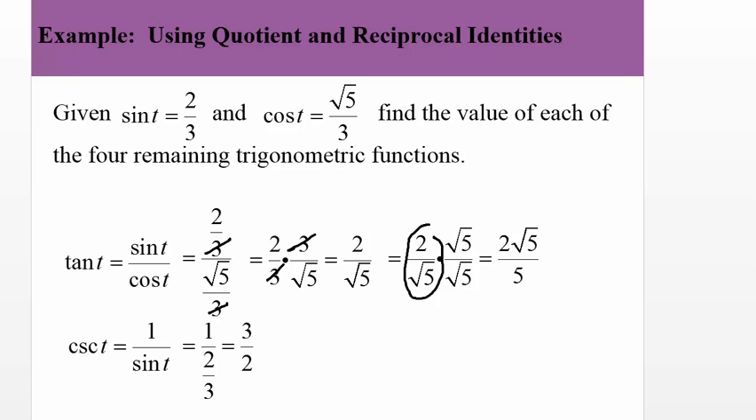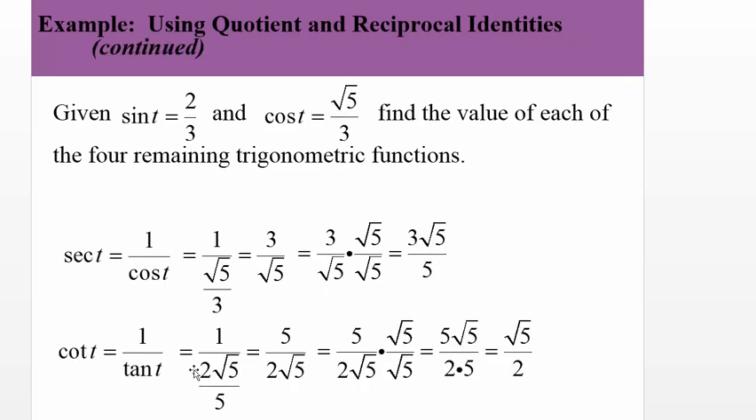And let's see if we got the other ones here. I'm sure we do. Yes, the secant, they went ahead and they took the reciprocal of cosine, and they just flipped that 3/5. And the cotangent, they took the reciprocal of the tangent there. So they're going to give you lots of these to try to make sure you remember those 6 trigonometric identities and so forth.